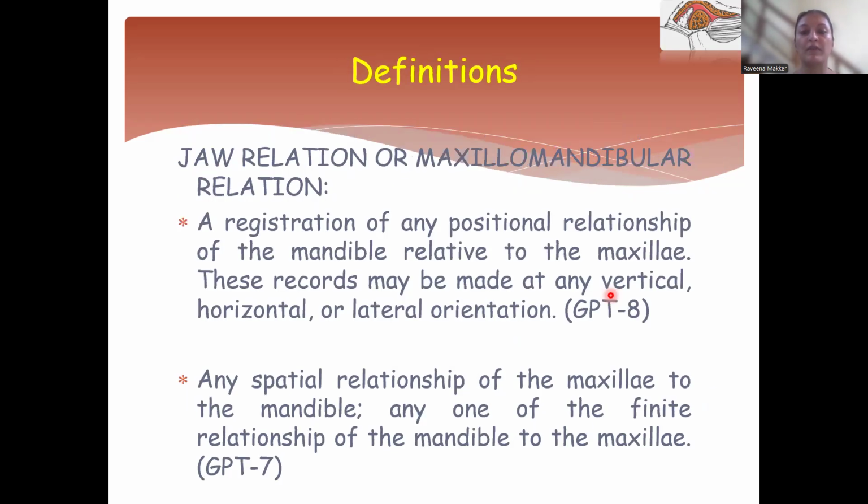Now coming on to the various definitions, first is jaw relation or the maxillomandibular relationship. A registration of any positional relationship of the mandible relative to the maxillae. These records may be made at any vertical, horizontal, or lateral orientation. Any spatial relationship of the maxillae to the mandible, any one of the finite relationships of the mandible to the maxillae.